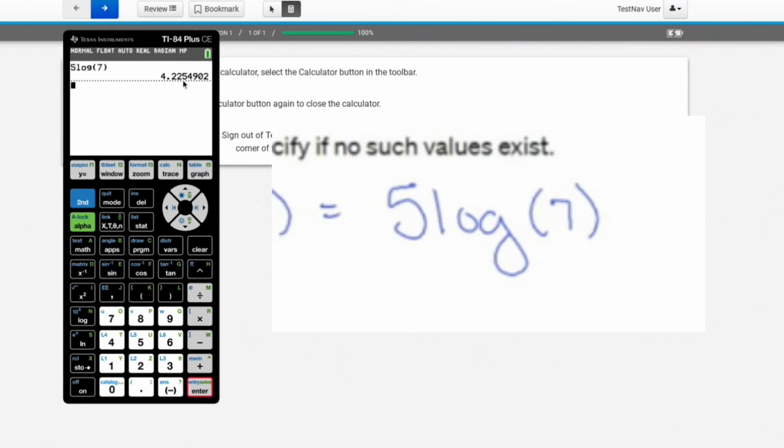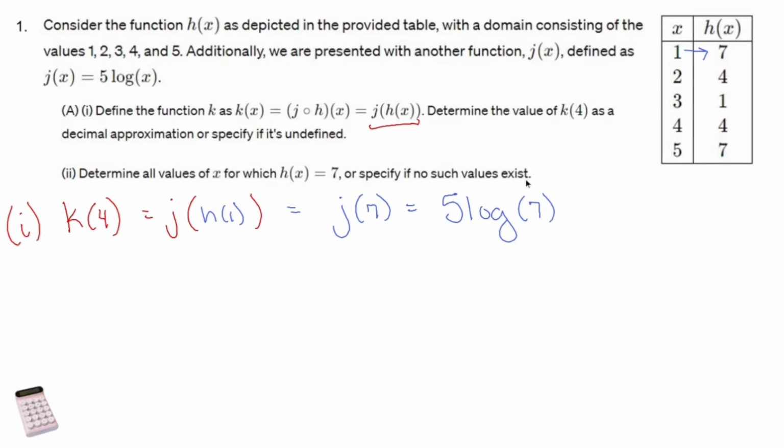4.225. Let's go back and write that out. So k of 4 is going to be roughly 4.225. That's all we have to do. Since this is open-ended, we have to make sure that we round to 3 decimal places, so this is our approximation rounded to 3 decimal places. So that is part I.